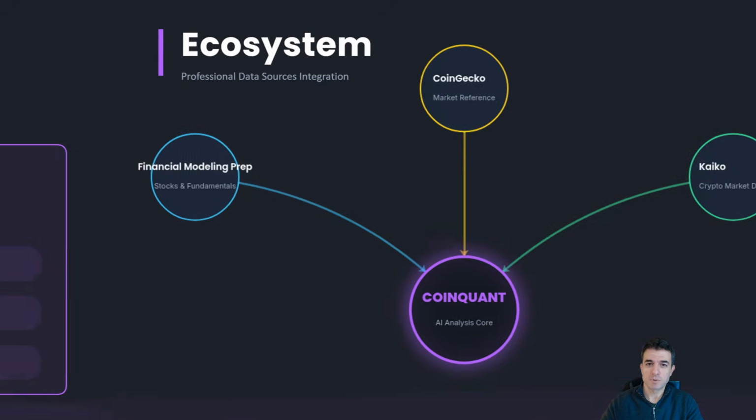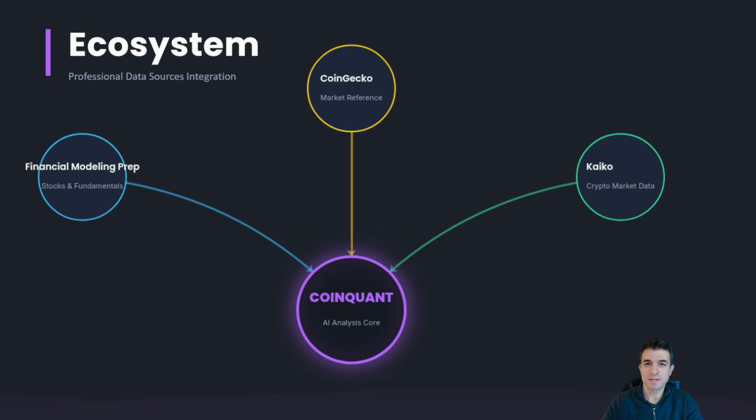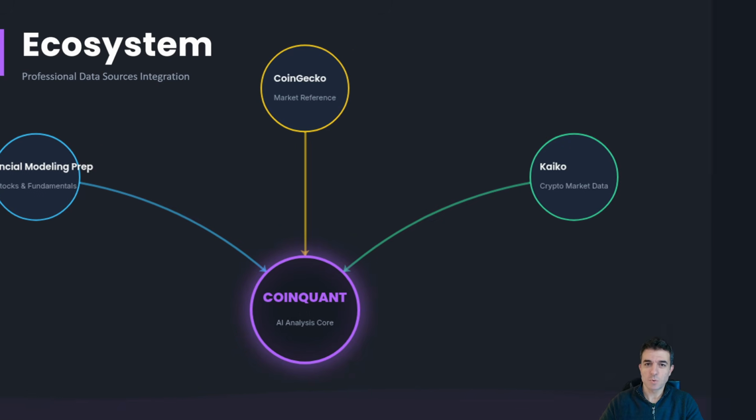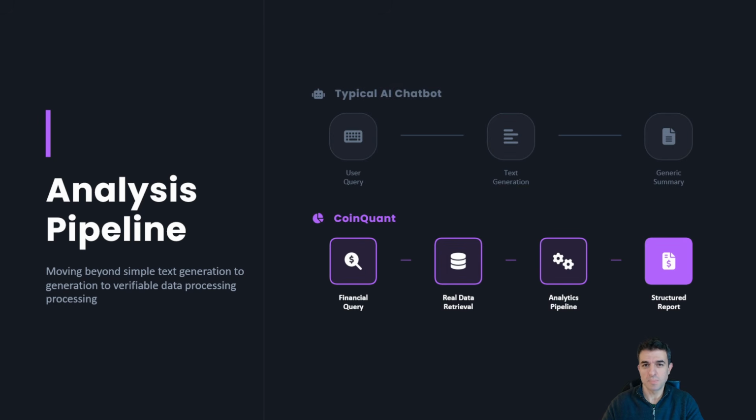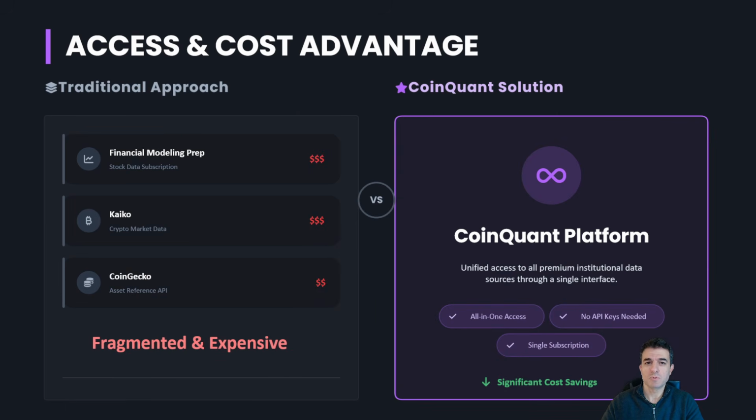For example, the platform is connected to data providers like Financial Modeling Prep, Kaiko, and CoinGecko. These are not free sources. These are professional grade data providers. So when you ask a question as a user, related data is streamed live from these sources and then analyzed through a well-designed pipeline. And the important part is that you as a user don't need to subscribe to all of these data providers individually. This would obviously be relatively expensive, but you do have access to the information through the platform, which is CoinQuant.